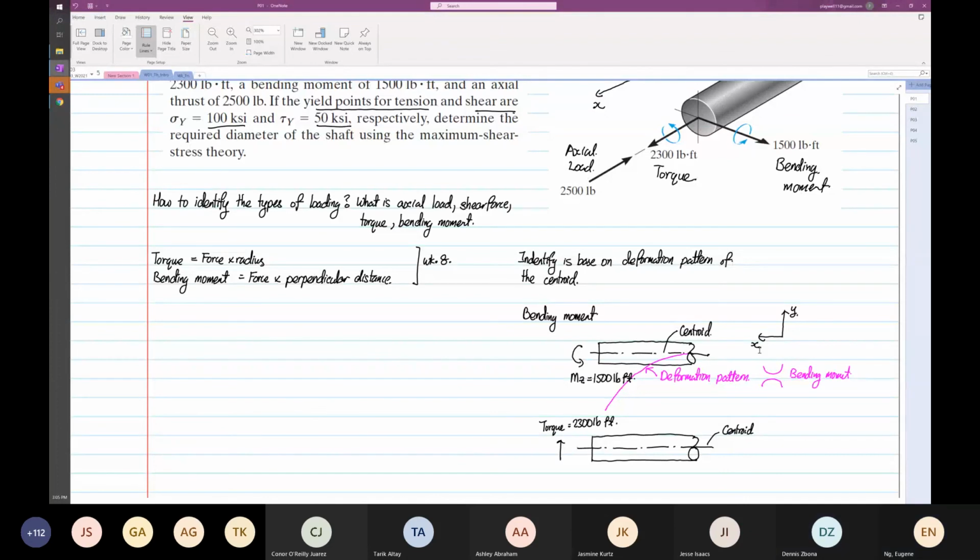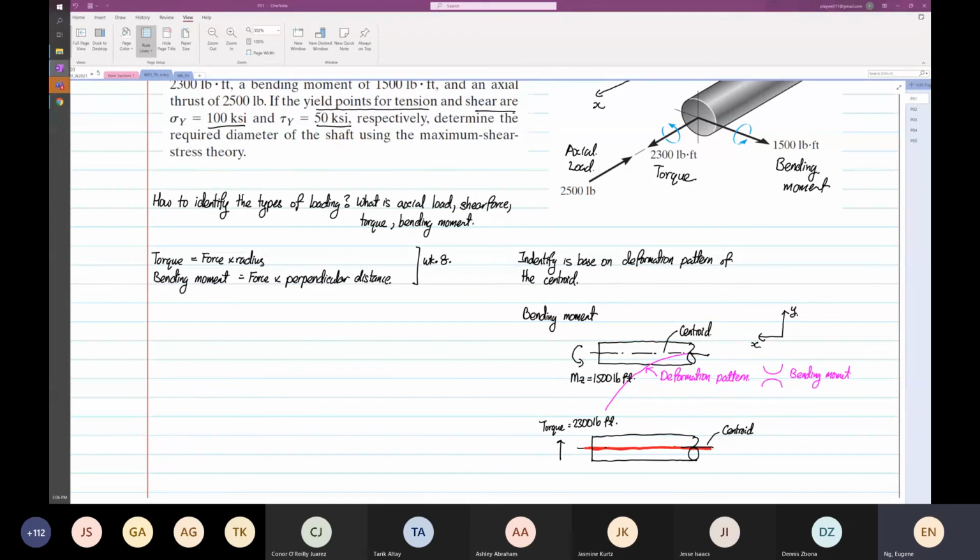Happy face? No, the centroid will still be on the straight line. The centroid will still be here. Towards us? No, the centroid will still be a straight line. It will not become a sad face or a smiling face due to the torque. So that's how, by looking at deformation, you can identify what is a torque and what is a bending moment.